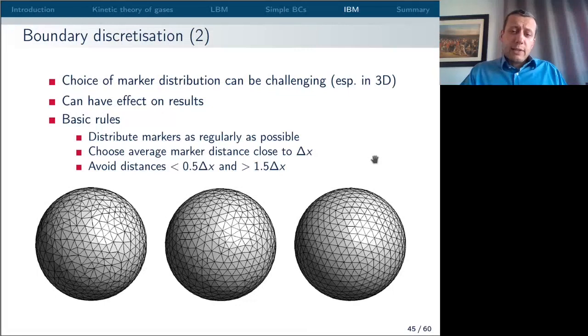In 3D it's getting a bit more complicated, because you need to find some kind of surface mesh or surface representation of these marker points. And depending on how you do this, I have 3 examples here, you may get slightly different results. So you have to be aware of that at least. And also the average distance between these marker points should be somewhere between half a lattice distance and 1.5 lattice distances, roughly speaking. It depends on the context, but you cannot make your Lagrangian mesh arbitrarily fine and have a very coarse fluid lattice, or the other way around. It will not work. It will not work well, at least.